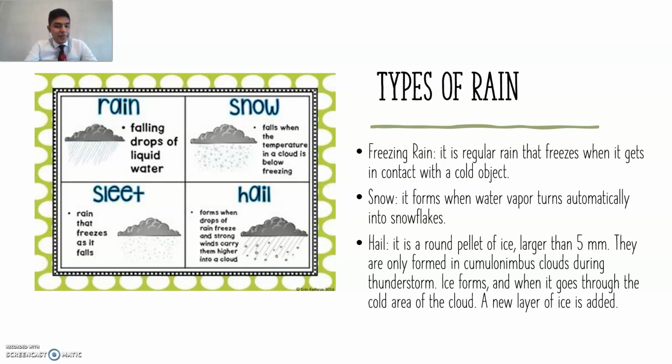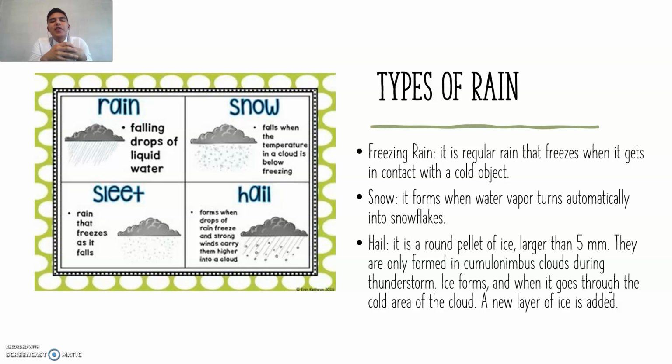Then we have hail. It is a round pellet of ice. It is larger than 5 millimeters. They are only formed in cumulonimbus clouds during thunderstorms. And ice forms, and when it goes through the cold area of the cloud, a new layer of ice is added. So let's suppose that we have hail right now, and you take a little piece of that hail. So if you cut it right in the middle, then you are going to notice that it is similar to an onion. Like it has different layers, right?